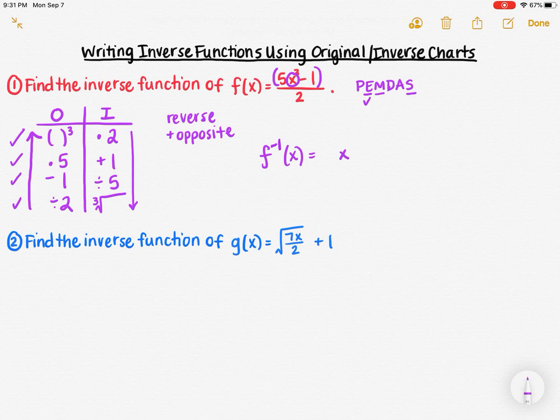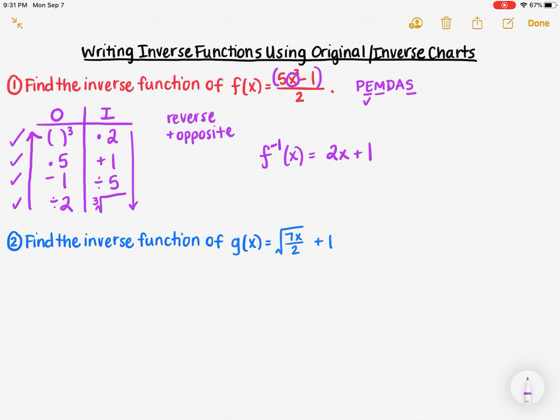Now the first step is multiply by 2. So to multiply x by 2, I just put a 2 in front of the x. Then it says to add 1. So I need to take this 2x and add 1 to it. Then it says divide by 5.